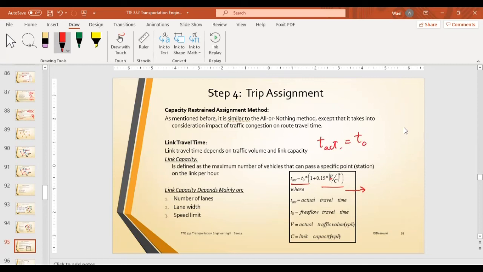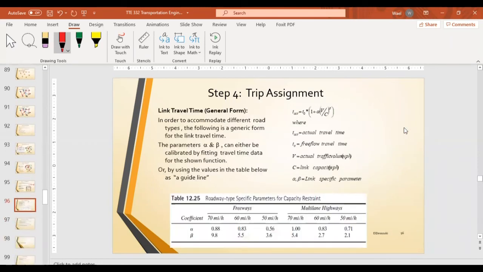equals T0, which is basically the free flow travel time, multiplied by 1 plus 0.15 times the volume to capacity ratio to the power of 4 here. Could be alpha, whatever يعني. تمام. Any questions so far? Okay.